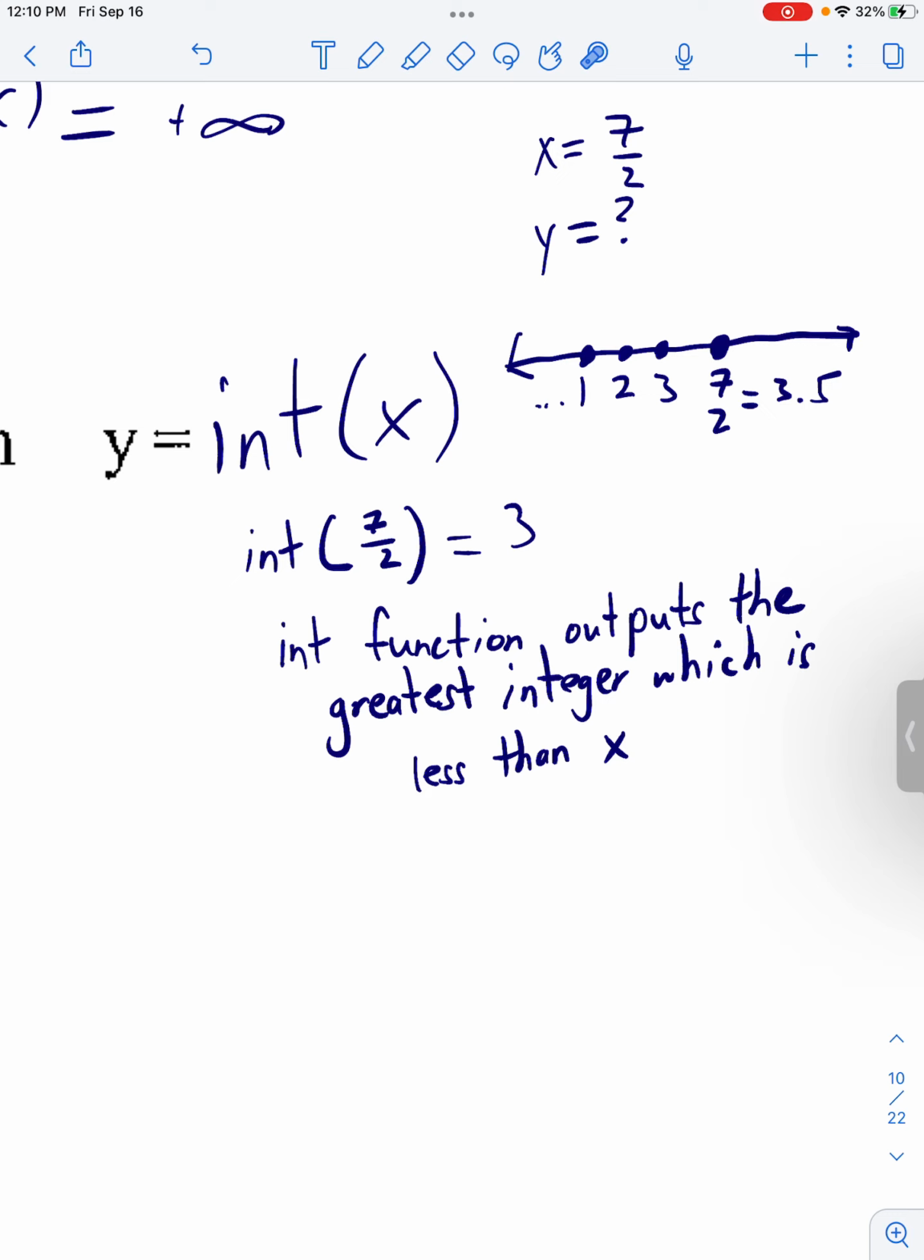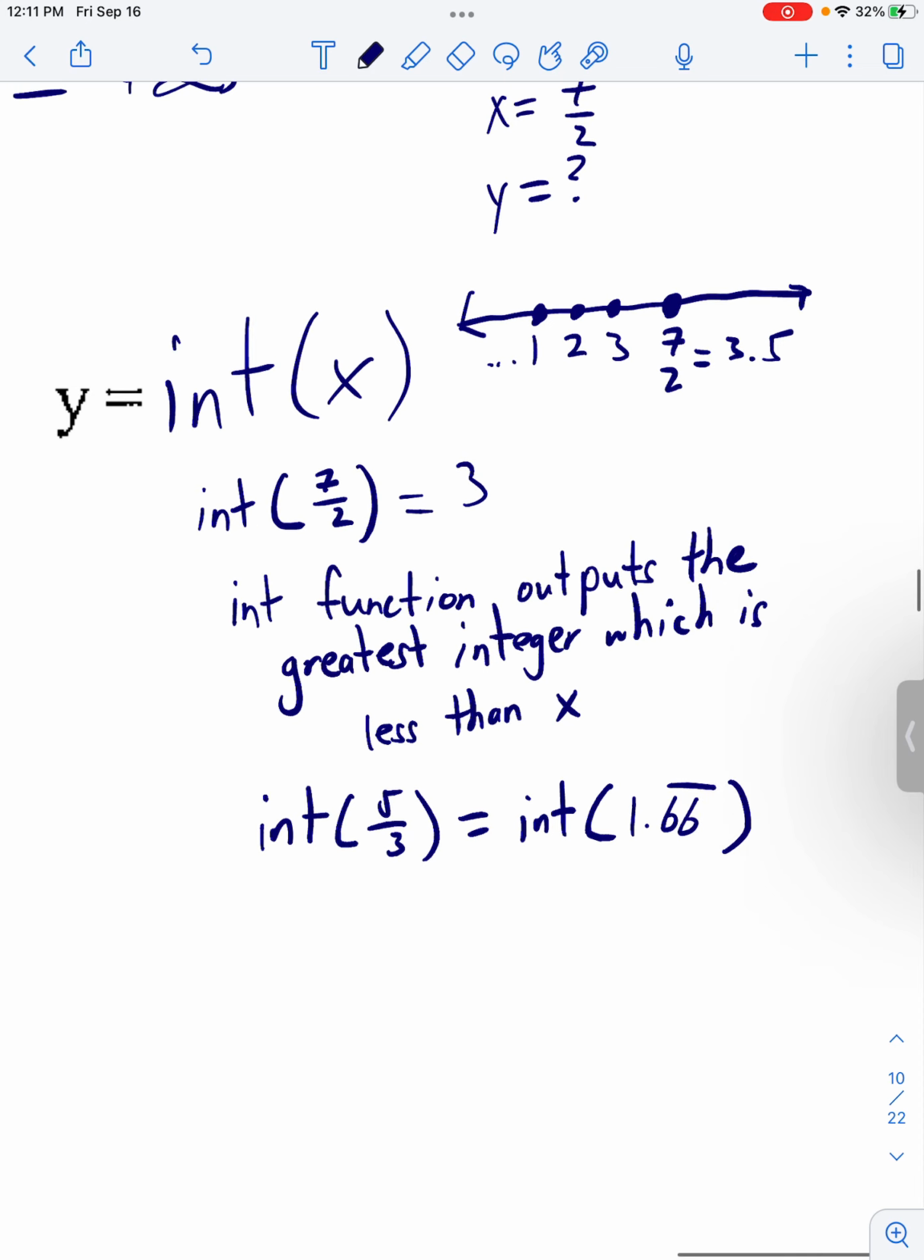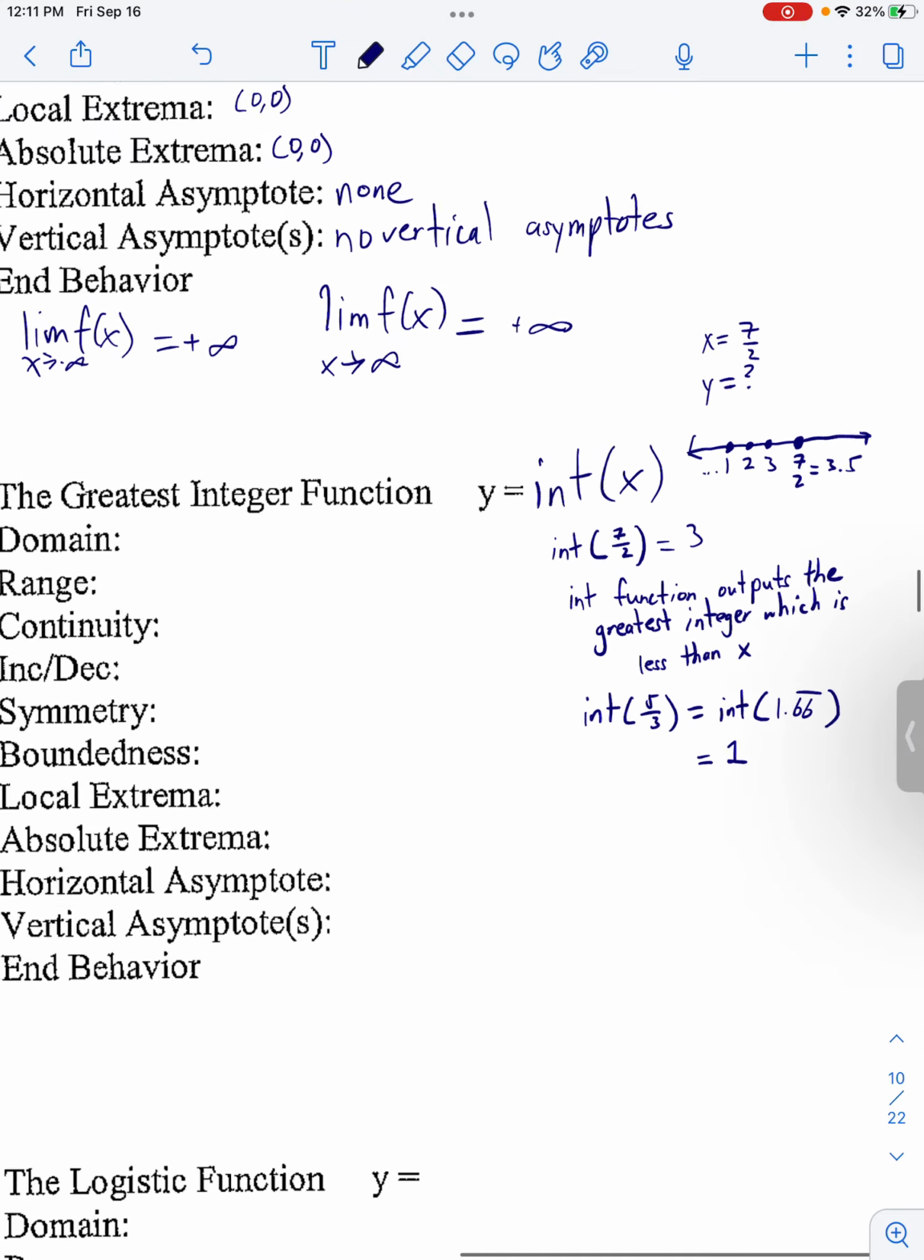So it outputs +3. Okay, another example would be, let's say, int of 5/3. That's the same thing as int of, what is 5/3 as a decimal? 1.6 repeating? Yeah, that's 1.6 repeating. What it's going to do, it's going to output the greatest integer which is less than 1.6. That's 1. So the next integer down. Okay, that's how that works.